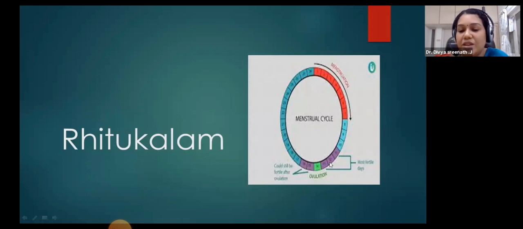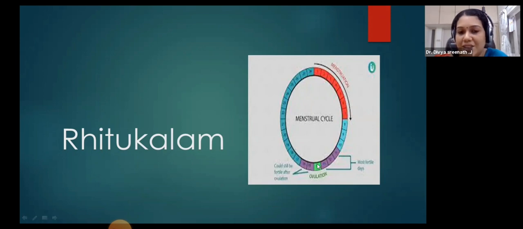Ovulation occurs around the 14th day. Usually we say that it occurs around the 14th day, but practically we can see in some women it occurs around the 13th day or in some women the 15th day also. But on average, as a median, it's taken as the 14th day.